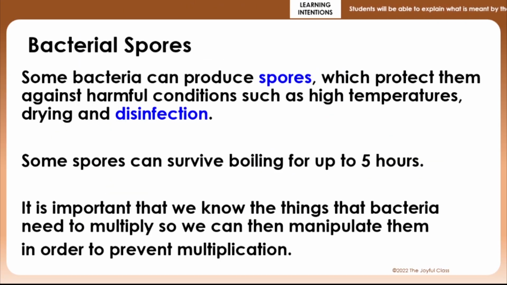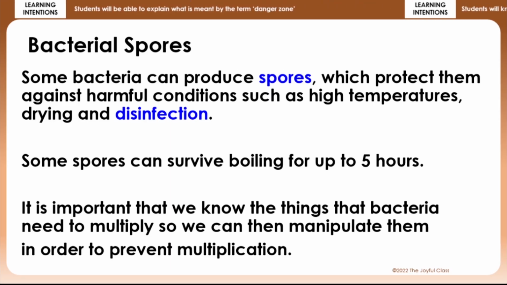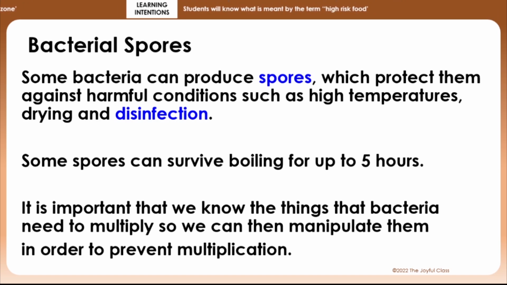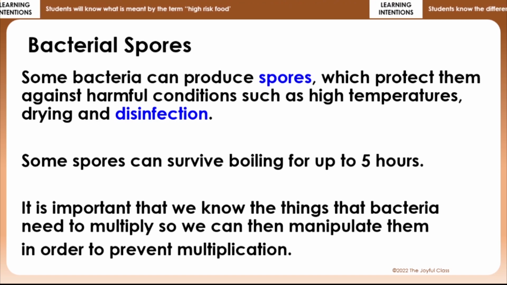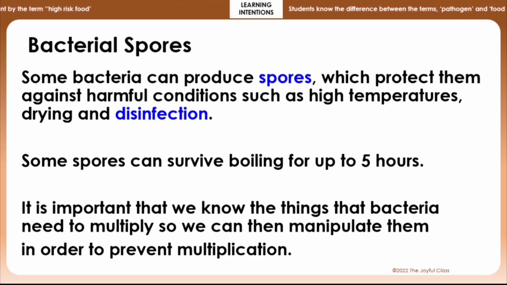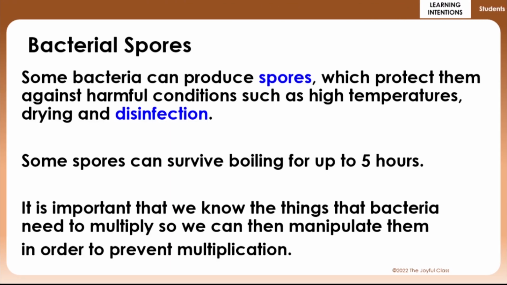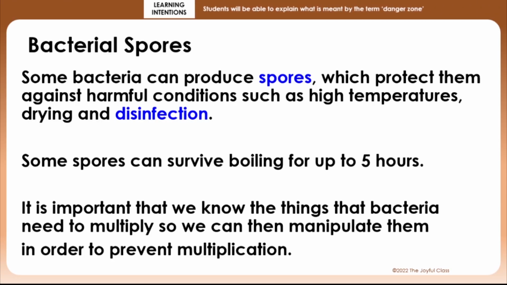Some bacteria can produce spores which protect them against harmful conditions such as high temperatures, drying and disinfecting. Some spores can survive boiling for up to 5 hours. And it's important that we know the things that bacteria need to multiply so that we can manipulate them in order to prevent multiplication.